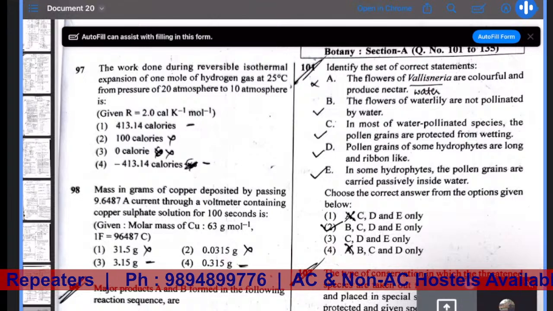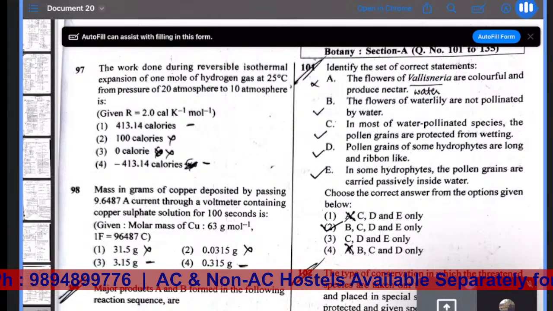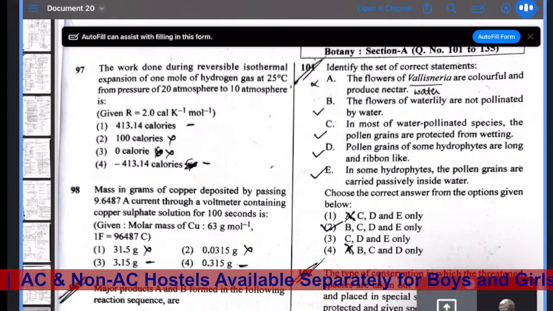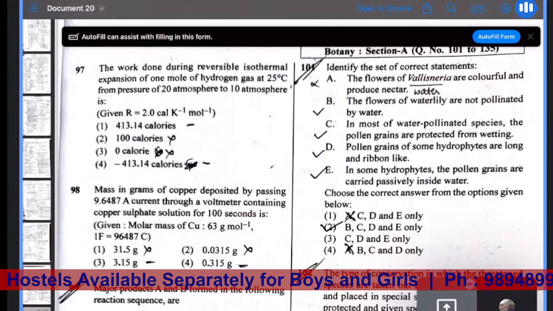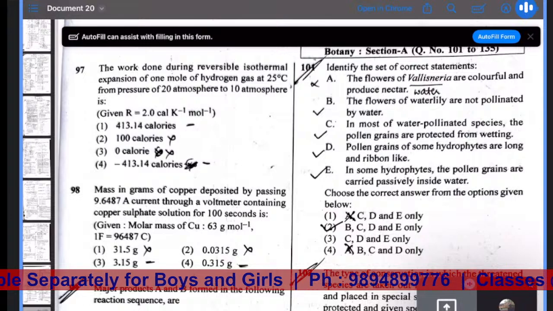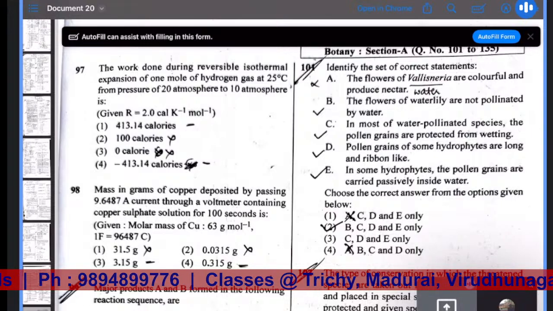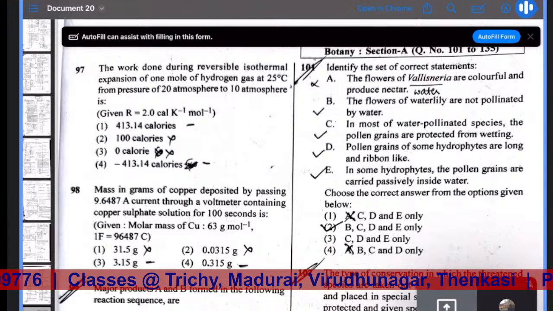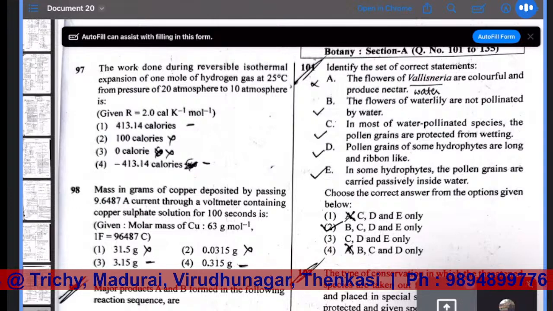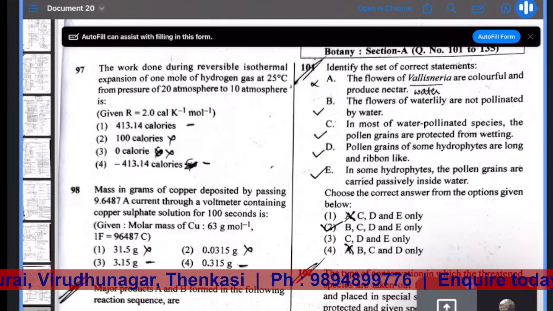Statement D, pollen grains of some hydrophytes are long and ribbon-like. Yes. Then statement E, in some hydrophytes, the pollen grains are carried passively inside water. That is also right. So coming to the right answer, statements B, C, D and E are right, where statement A is the only statement which is wrong here. Hence we can go for option 2, B, C, D and E only.